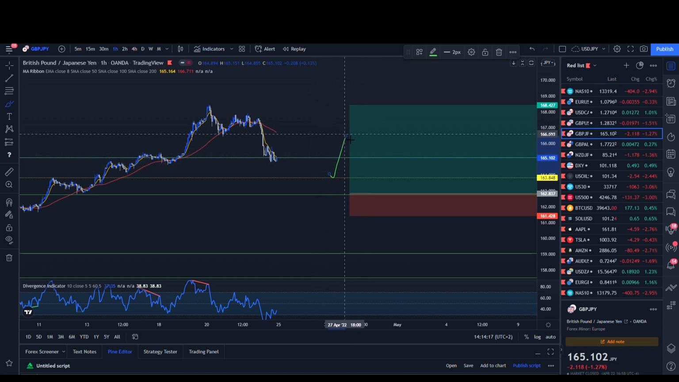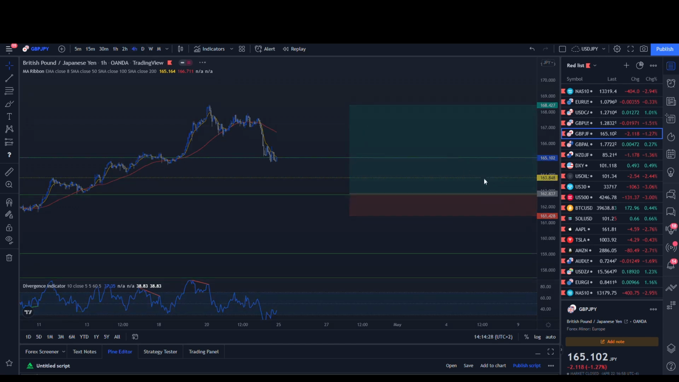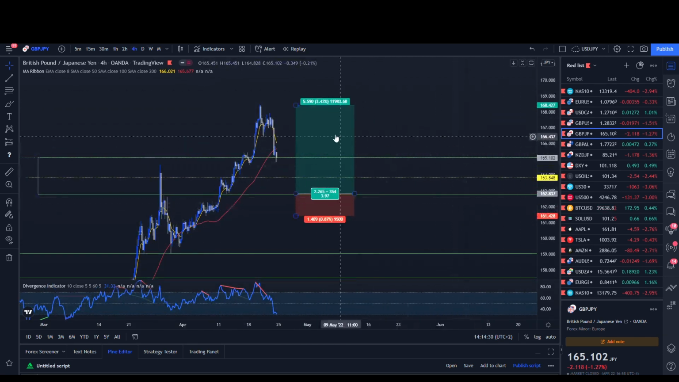But be careful of this area here, guys. Be careful of this green line here. We could stay in there and fall down as well, right? So it's just something to keep in mind. So that would be my two buy sentiments, right?